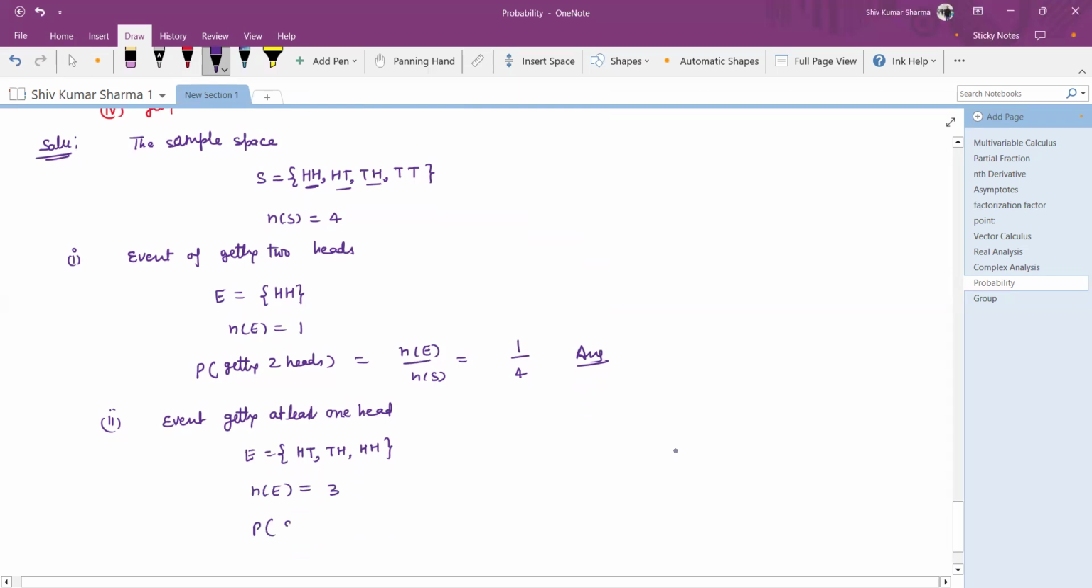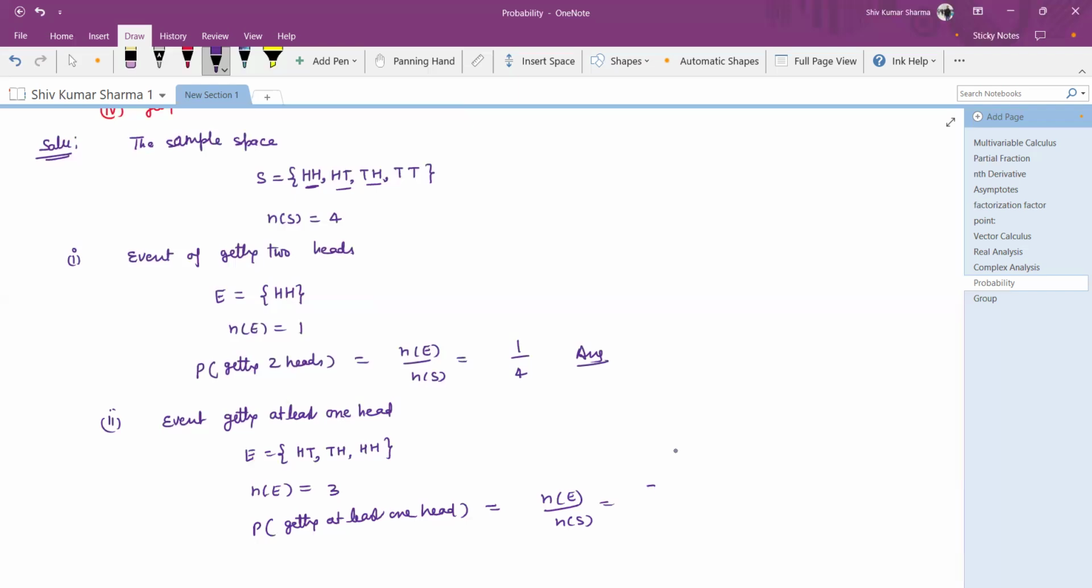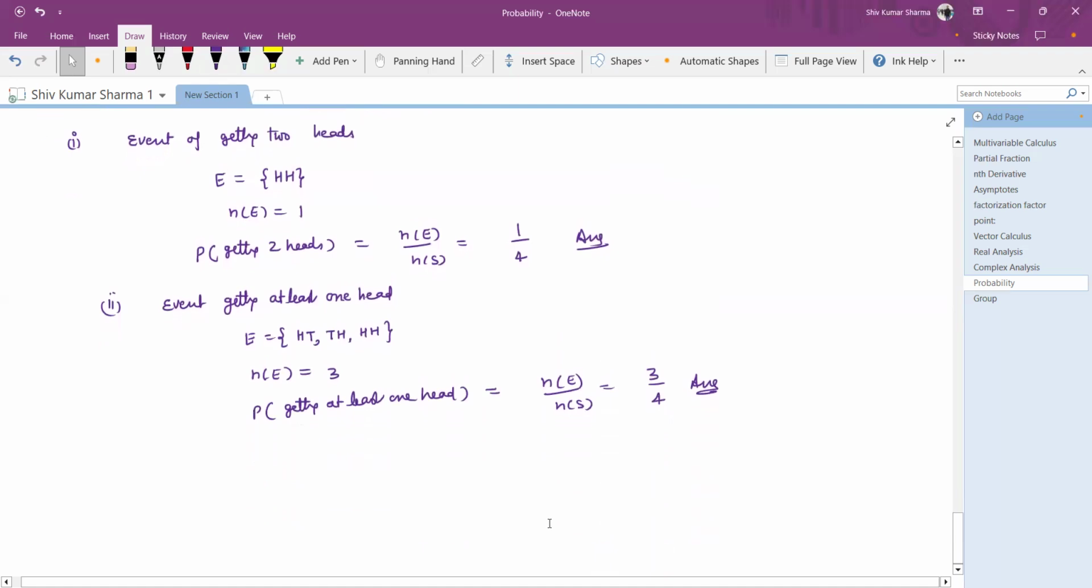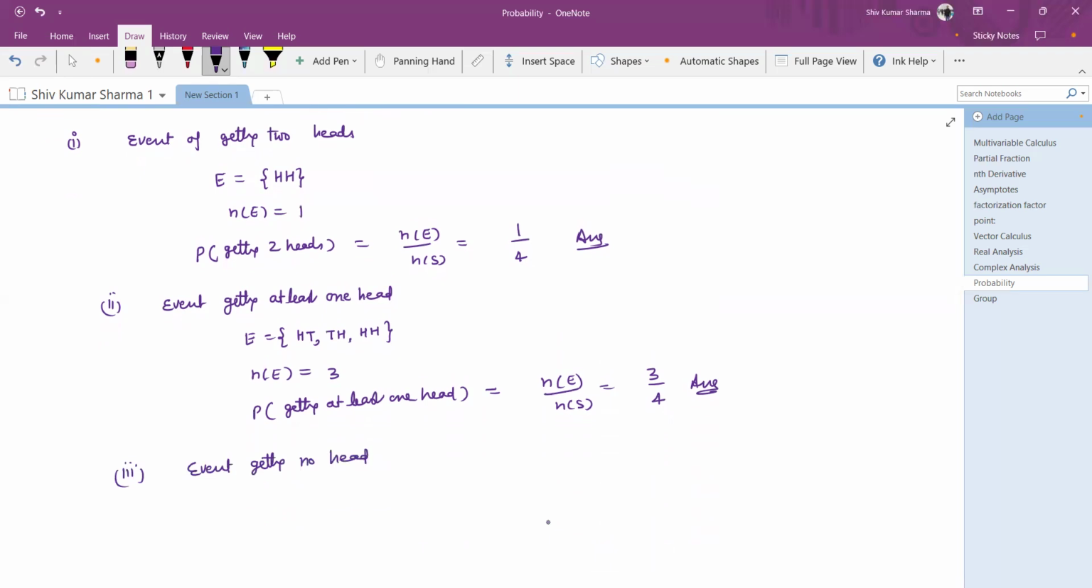So probability P of getting at least one head is equal to NE upon NS. This will be 3 by 4. So the second answer is 3 by 4. Now the third question. Third question is getting no head. So that means getting only tail. So the event of getting no head means that is tail.